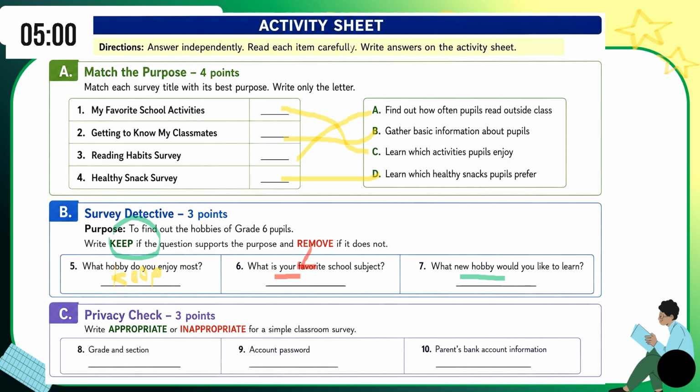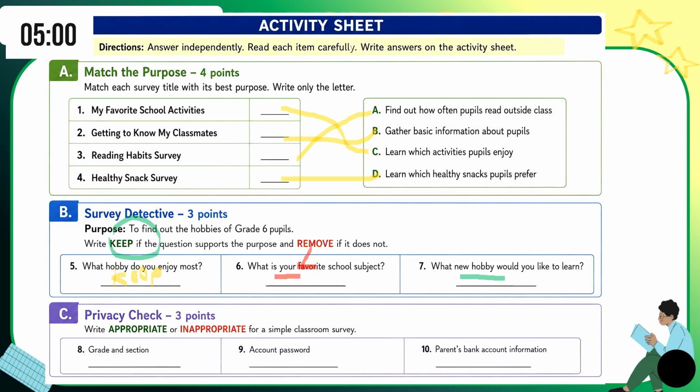So the purpose is to find out about hobbies of grade 6. Question number 5 and 7 directly ask about the hobbies, so they should be kept. While question number 6 should be removed because a favorite school subject is not a hobby and does not directly support the survey's purpose. Okay?